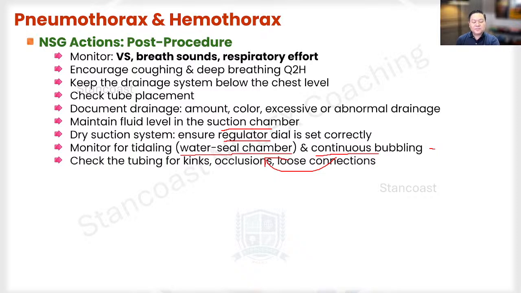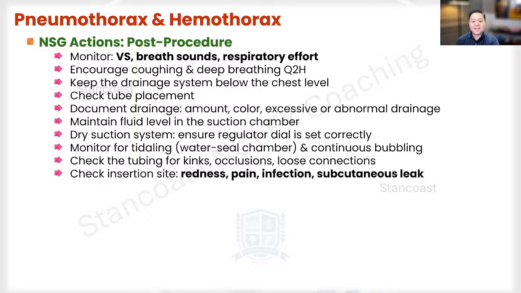Now, we're also going to look into the tubing, check for any kinks or maybe occlusion, or let's say some loose connection that need to be fixed. All right. And we're going to observe the patient's insertion site, look for any redness, increasing pain or any signs of infection, or the presence of the subcutaneous air, what do you call that one? Subcutaneous emphysema. That's not good. That is a sign that there is an air leak. All right.